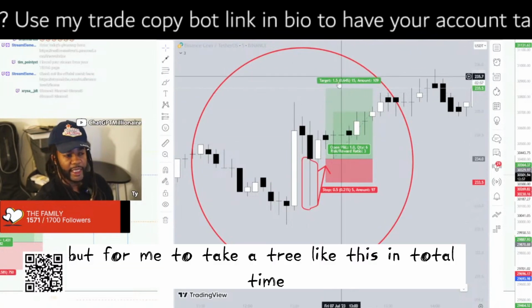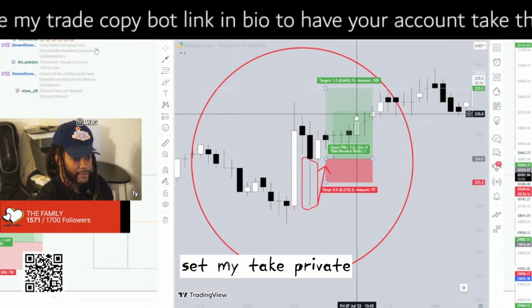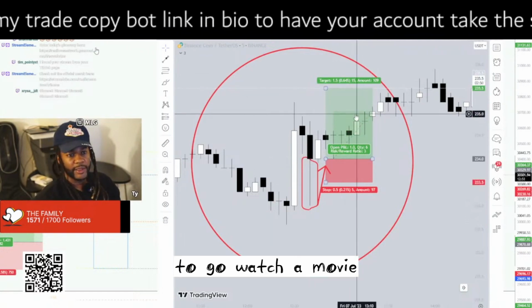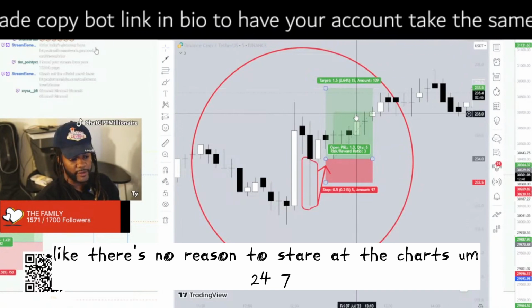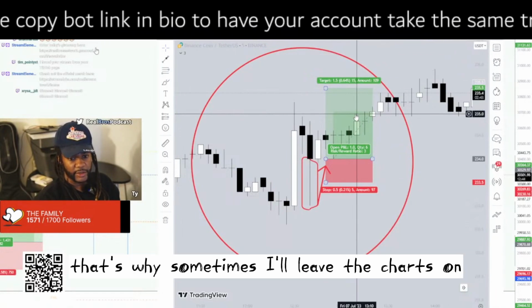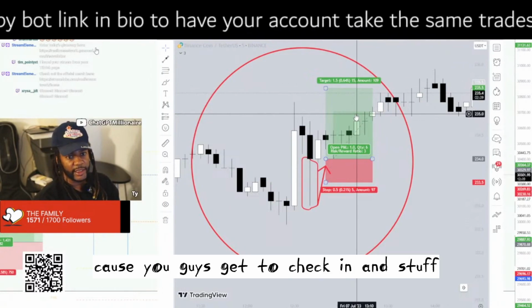But for me to take a trade like this, in total time, I just set my trade, set my stop loss, set my take profit, and I go do something else. I go watch a movie, just go chill. There's no reason to stare at the charts 24/7. That's why sometimes I'll leave the charts on for you guys to watch the trade, and that's why it's good to follow, because you get to check in.